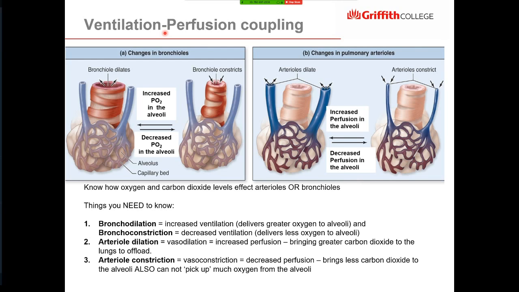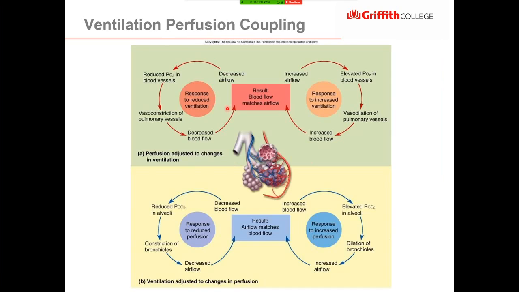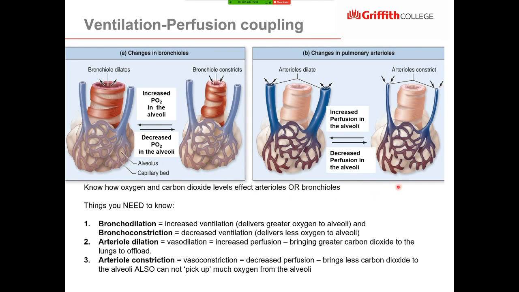The exact same thing happens in your lungs. You do not have all of these bronchioles open all of the time to get as much air in as possible. Why? There's no need. So this is where we see ventilation perfusion coupling. So when we change one factor, like blood flow, what we see is the same change with airflow and vice versa.